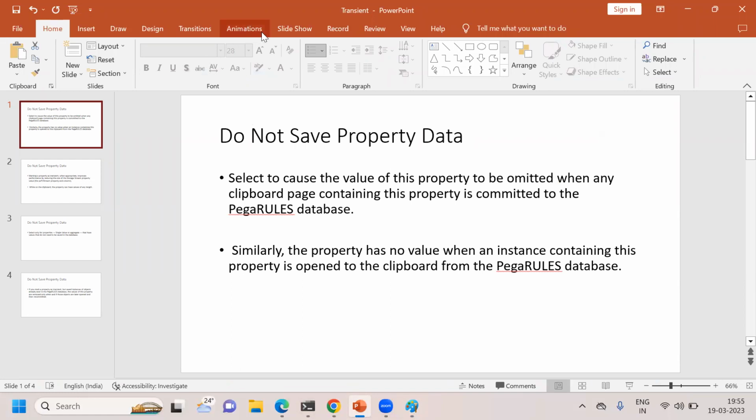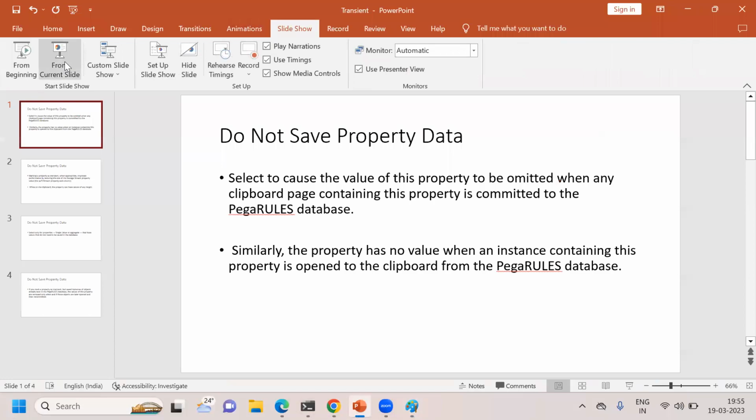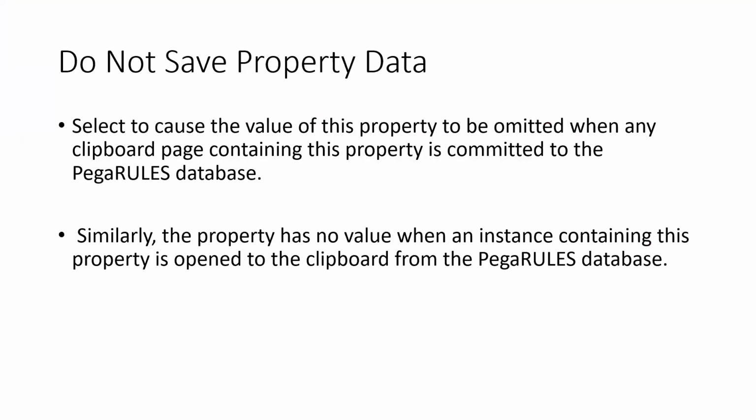See, what this option is saying here: select to cause the value of the property to be omitted when any clipboard page containing this property is committed to the Pega rule database. Now I'll explain practically how this can be achieved. Okay, so we'll try to understand the first statement.